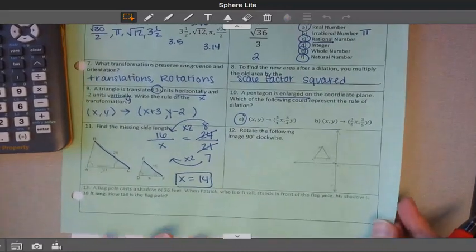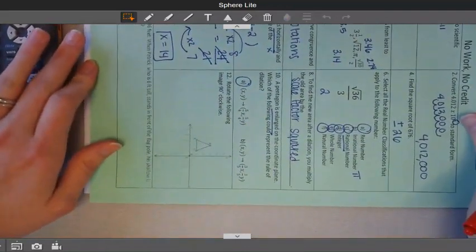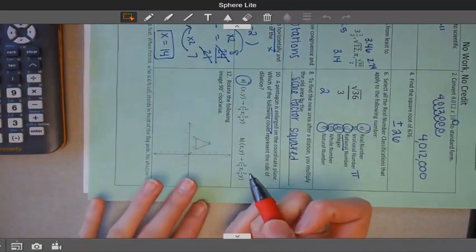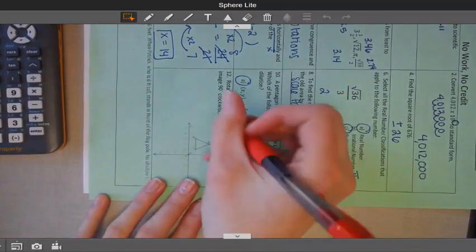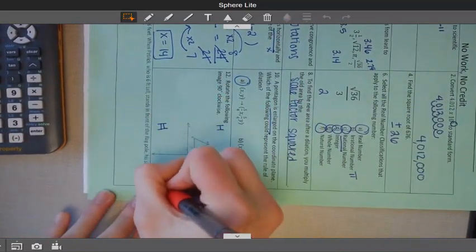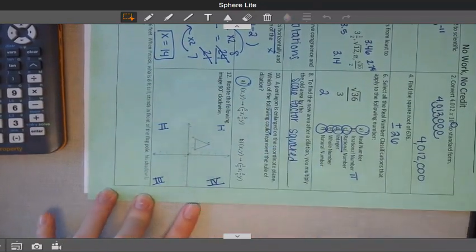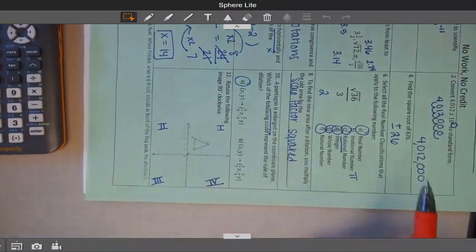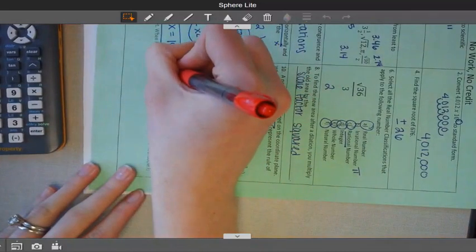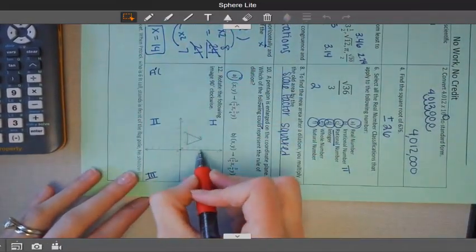Number 12, rotate the following image 90 degrees clockwise. Well, 90 degrees clockwise is 1 turn of the paper to the left. After I make that turn, the top left corner is now quadrant 1. This is quadrant 2, quadrant 3, and we have quadrant 4. And all I'm going to do is write down the ordered pairs of our new points. So here we go.